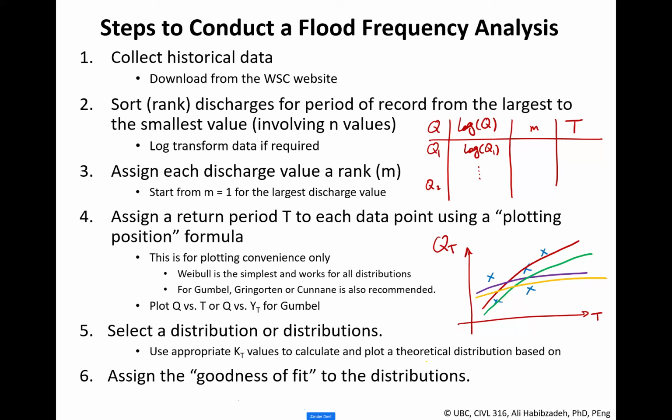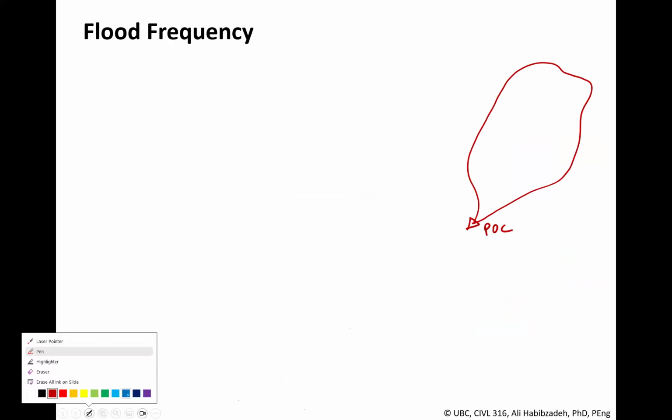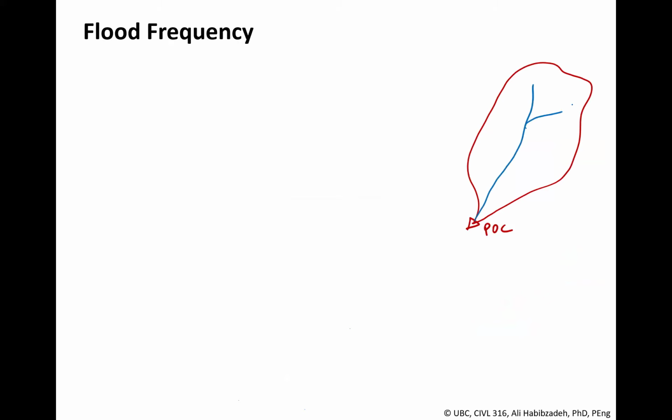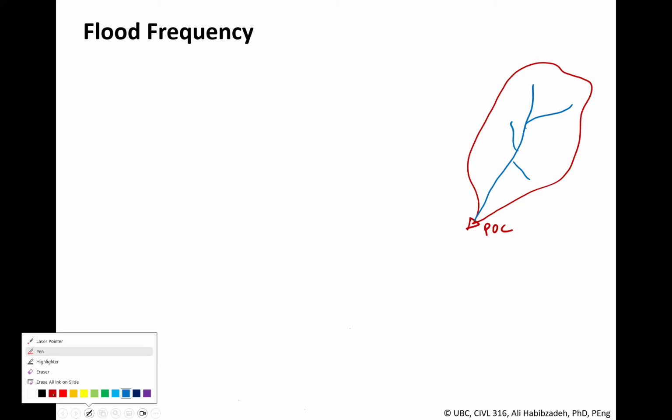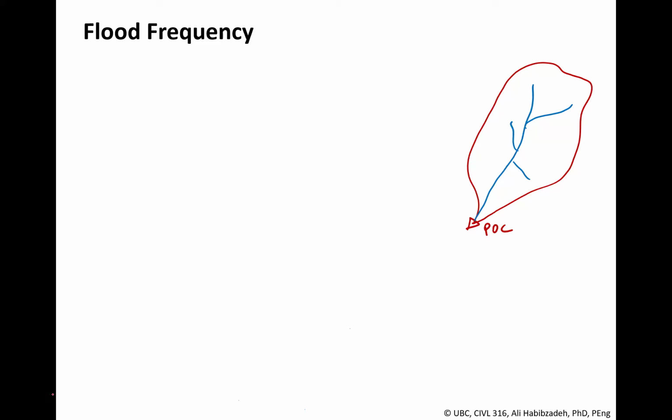I have a really quick example here. It's not really an example, but just to quickly show you a tiny one. So this is what we have. We have a catchment, let's say. Let me switch color. This is what the catchment looks like. This is the POC. And this is the stream network, right?